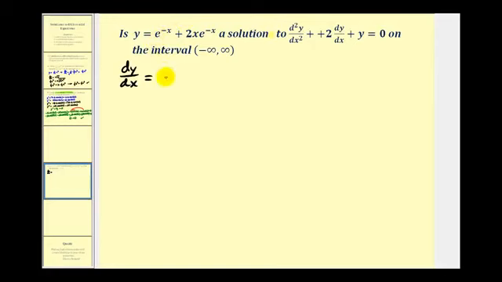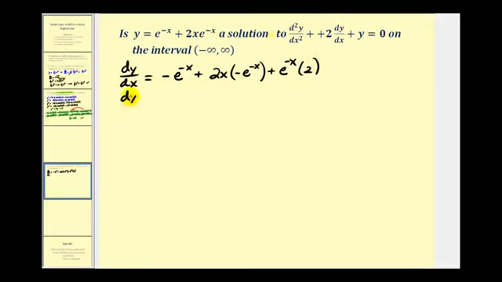So this is going to be negative e to the negative x plus, to find the derivative of this term here, we'll have to apply the product rule and the chain rule. So we'll have the first function, 2x, times the derivative of the second, which again is going to be e to the negative x times the derivative of negative x. This will be negative e to the negative x, plus the second function, e to the negative x, times the derivative of the first function, which is 2x, so that'll be times 2. Let's go ahead and clean this up.